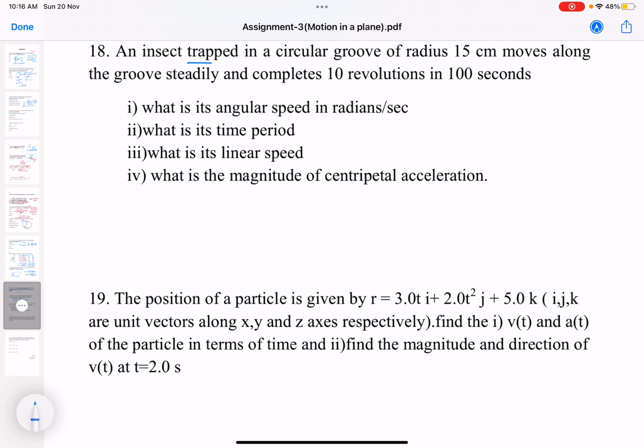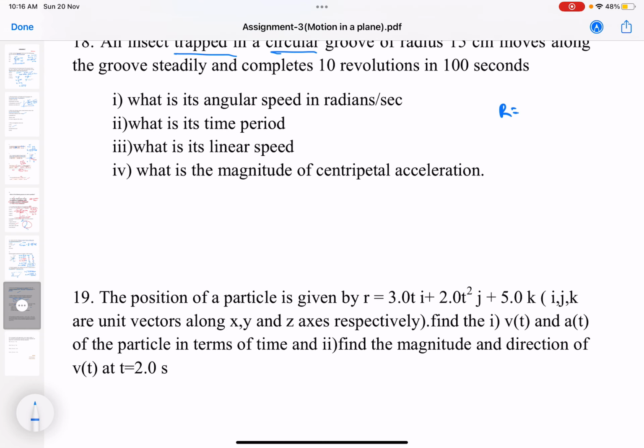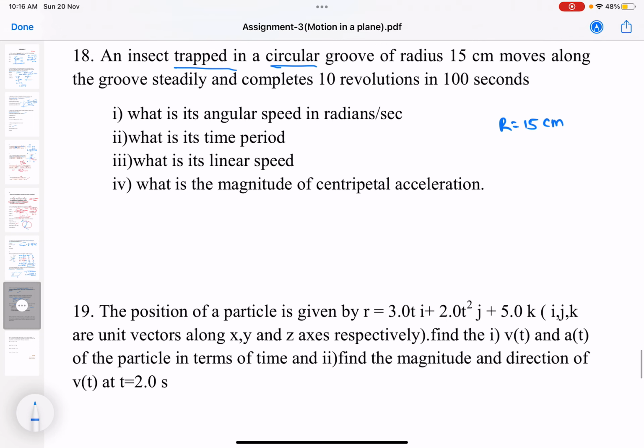An insect is trapped in a circular groove of radius 15 centimeters. He has given radius r equal to 15 centimeters. So now, convert 15 centimeters into meters before solving the question. So this is r. The insect moves along the groove steadily, with constant speed, and completes 10 revolutions in 100 seconds.